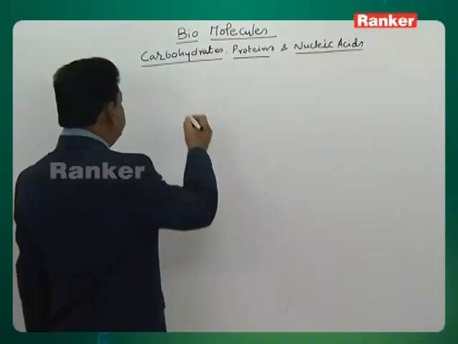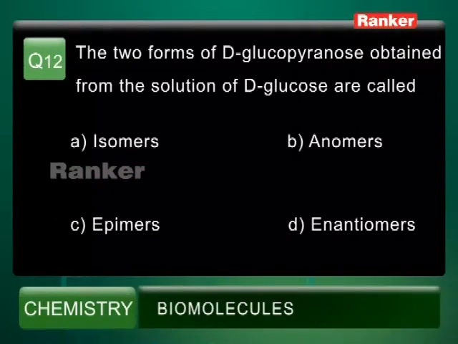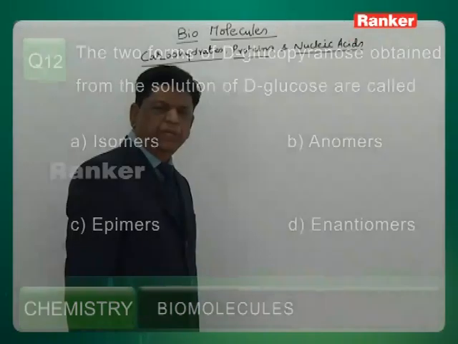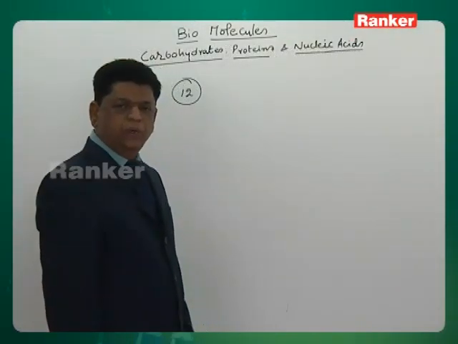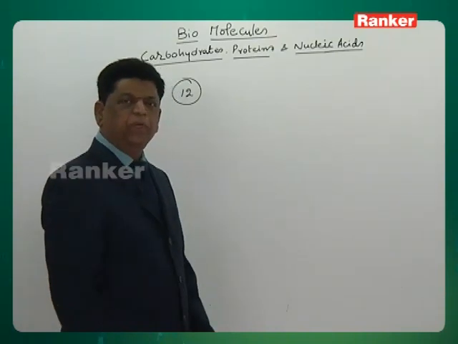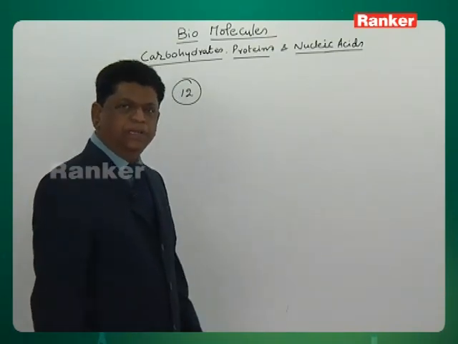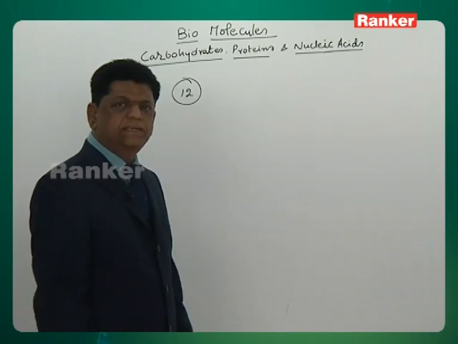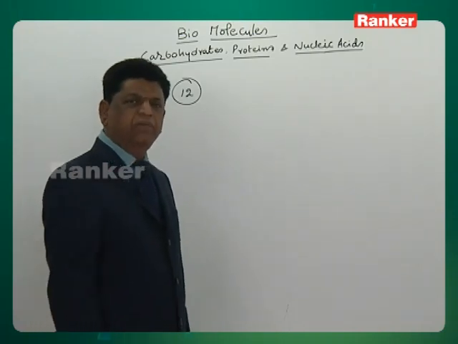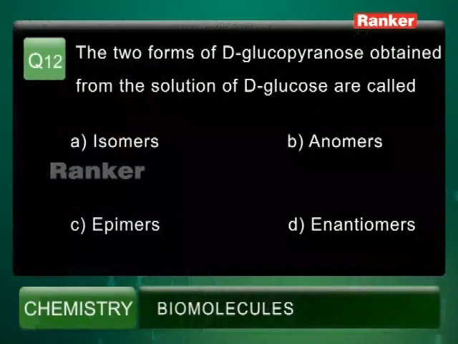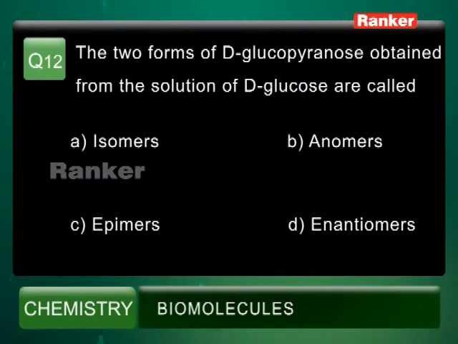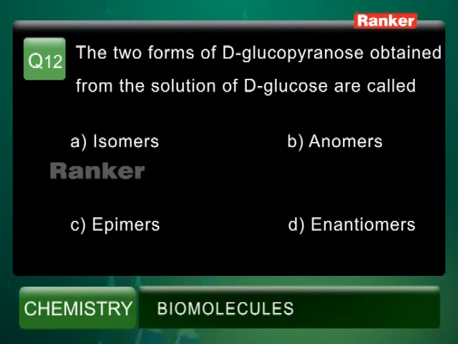So, let us go to question number 12. The two forms of D-glucopyranose obtained from the solution of D-glucose are called. That is, a glucose, when you make a solution, hot concentrated solution, go either by the hot method or cold method, get the crystals. These two crystals differ at the C1 carbon when the ring is formed. They are said to be anomers. The question is already repeated, and this is a straightforward question. Answer goes to B. Anomers is the right answer.